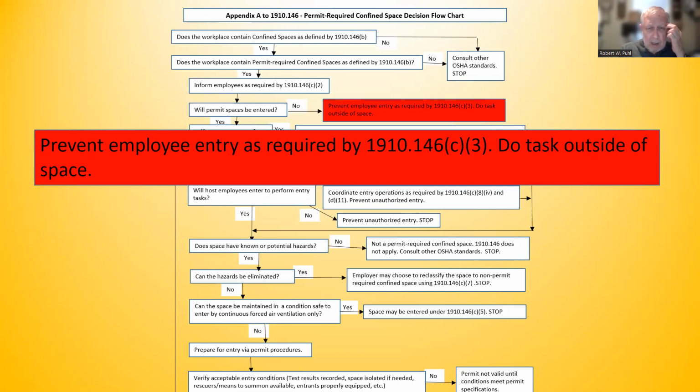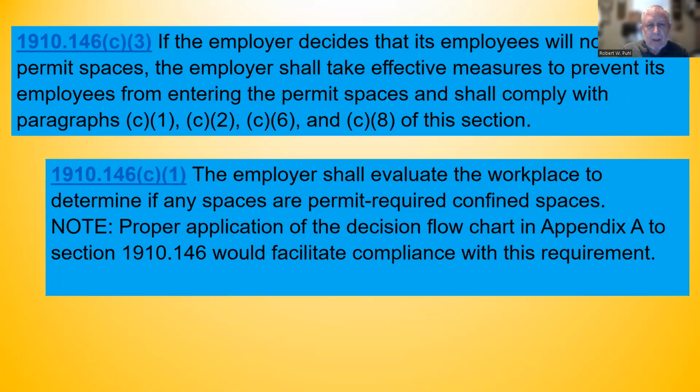And if the answer is no, this prevents employee entry as required by 1910.146(c)(3); do the task outside of the space. And what does 1910.146(c)(3) say? If the employer decides that its employees will not enter permit spaces, the employer shall take effective measures to prevent its employees from entering permit spaces and shall comply with paragraphs (c)(1), (c)(2), (c)(6), and (c)(8) of this section.